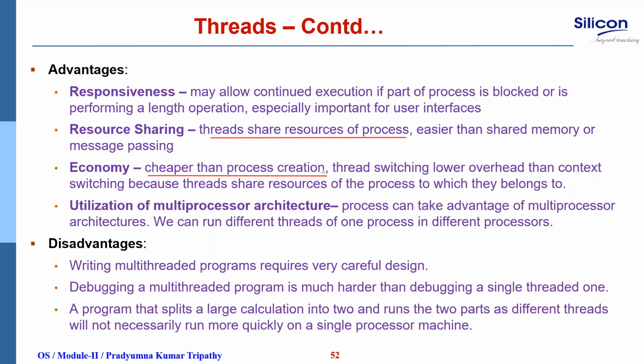Correct? So thread switching has lower overhead than context switching, because the threads share the resources of the process. As the threads share the resources of the process, it doesn't require much of the operation to be performed. Therefore these are called lightweight processes. Correct?